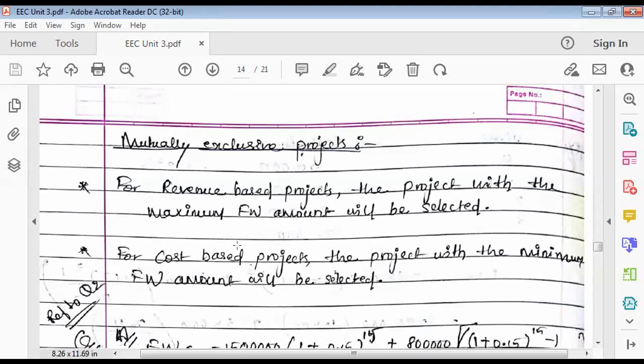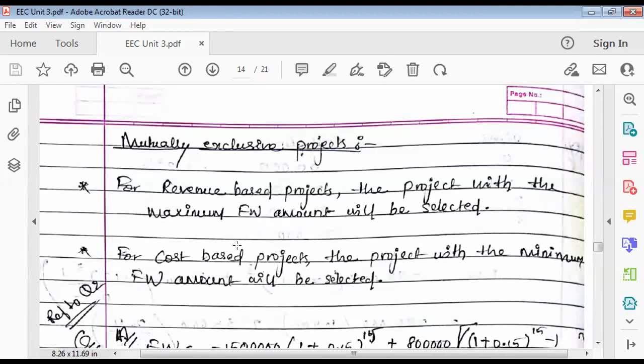Now, mutually exclusive projects, and there should be no problem because we have already solved a few questions on mutually exclusive projects under the present worth method, and the same questions you'll get, the same decision rules you'll find. The only difference is instead of NPW, here you will be considering FW. That's the only difference. So mutually exclusive projects, what does it mean? Simply speaking, it means you'll be dealing with questions that involve more than one project.